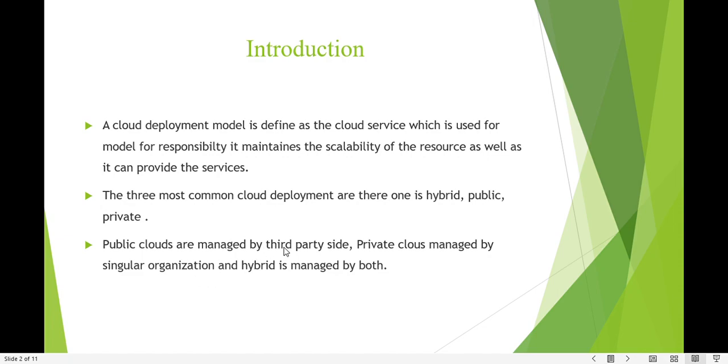This can be called the internet. This can be called an intranet. This can be a hybrid, which is managing both.